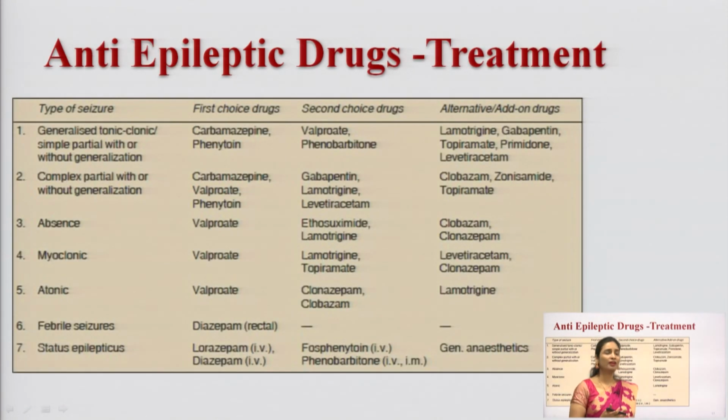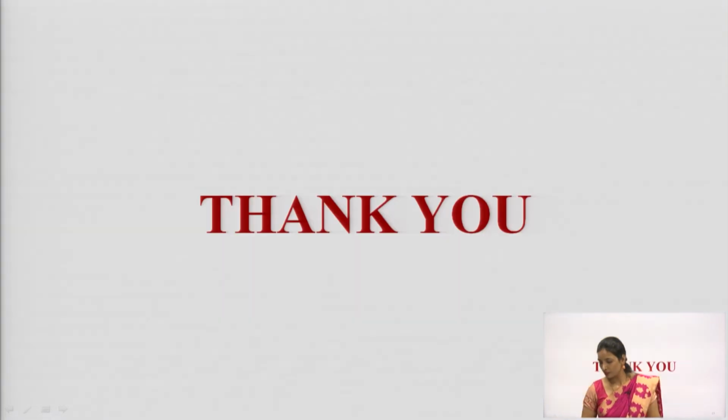These are the antiepileptic drugs. Here I have given the categories: for which type of seizures, which is the primary drug of choice, which is the secondary drug of choice, and which is the third drug of choice you can use to treat epilepsy. Thank you.